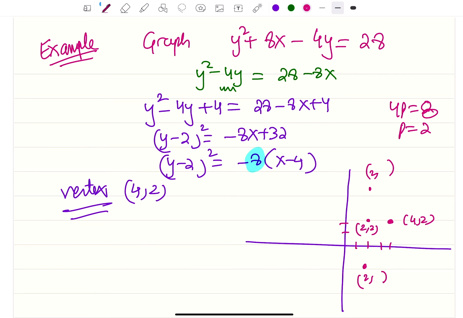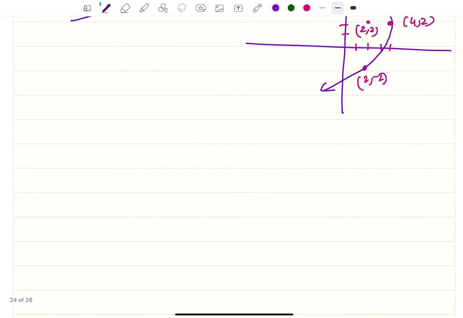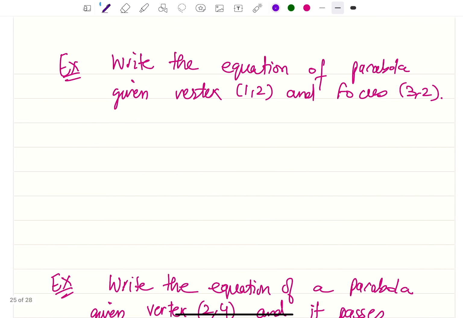If we go 4 above, 2 plus 4 is 6. 4 below, I would be at -2. And this parabola is going to look like this. That's the shape of this parabola.